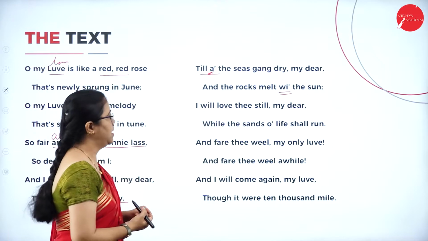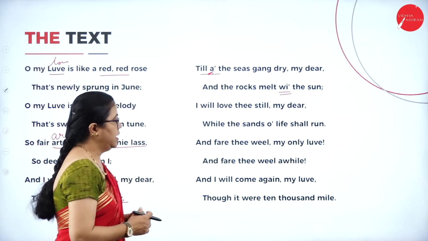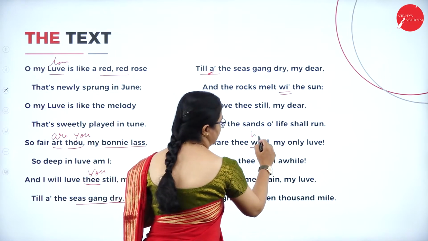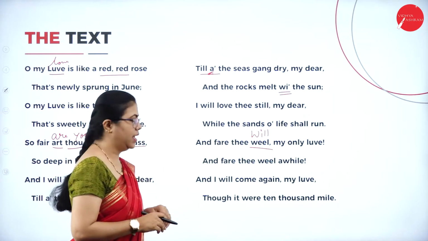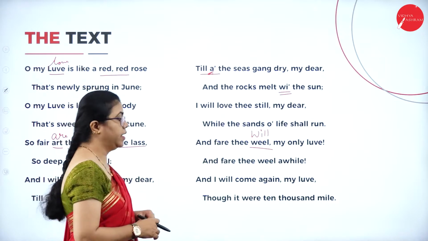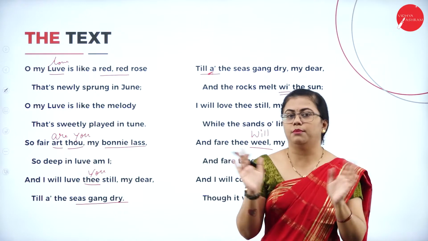I will love thee still, my dear, while the sands of life shall run. And fare thee wheel, my only love. Wheel can be considered as will. And fare thee wheel a while. And I will come again, my love, though it were 10,000 miles. So this is the total poem. This is the complete poem.